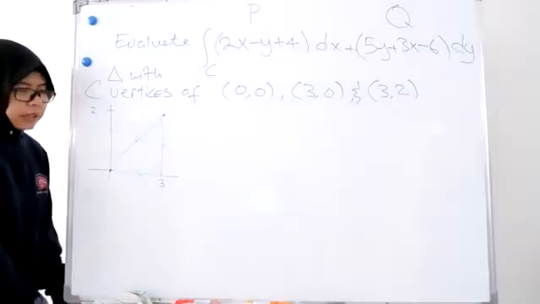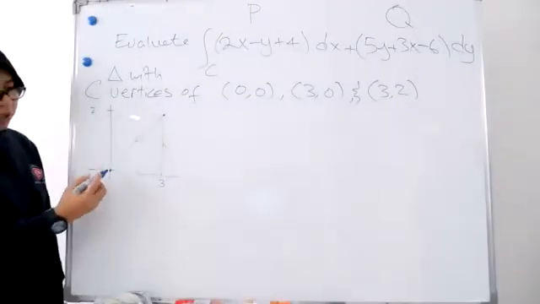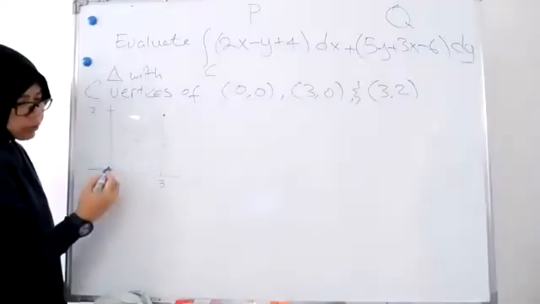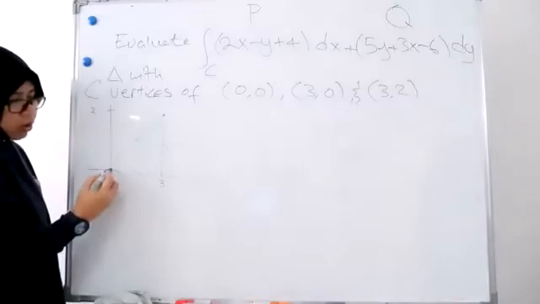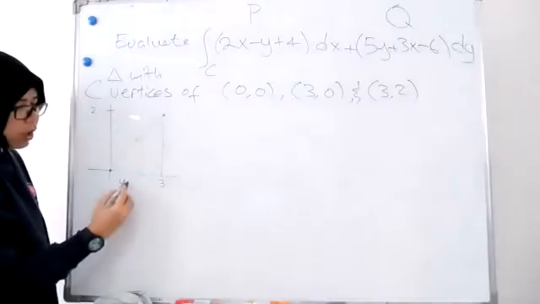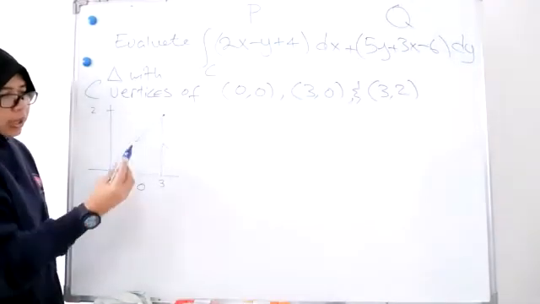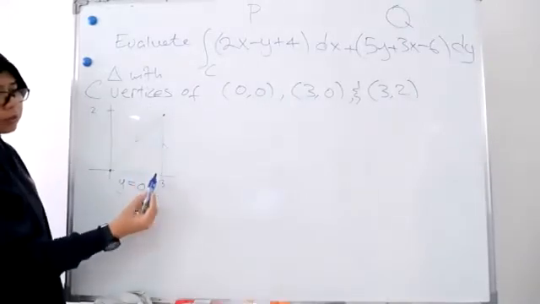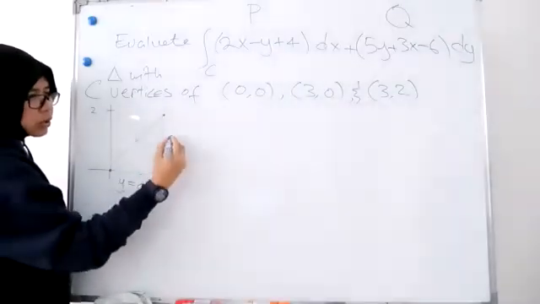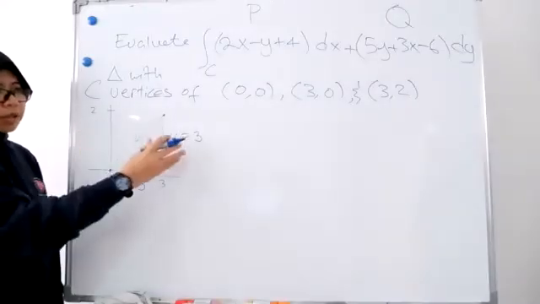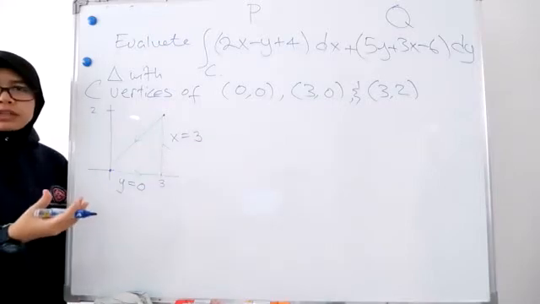Okay, the hard one. Let's see. So the first line goes from 0 to 3. On what line? This is on y equals 0. And then from this to this, (3, 0) to (3, 2), my line equation is x equals 3. You don't have to calculate that because it's easier to see the line equation.